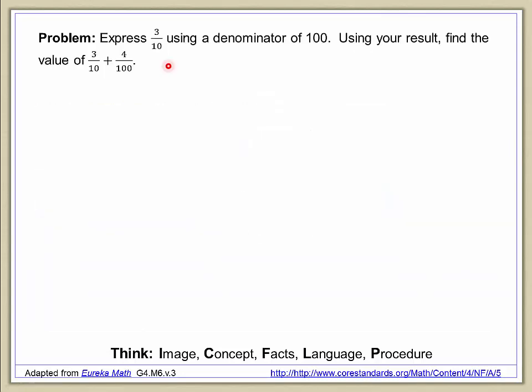Next, we'll look at the problem that was specified in the standard. Express 3 tenths using a denominator of 100, and then using your result, find the value of 3 tenths plus 4 hundredths. This time, we're going to use a metric ruler, a different lens, which will bring some more understanding of measurement and some additional language as we get through this.